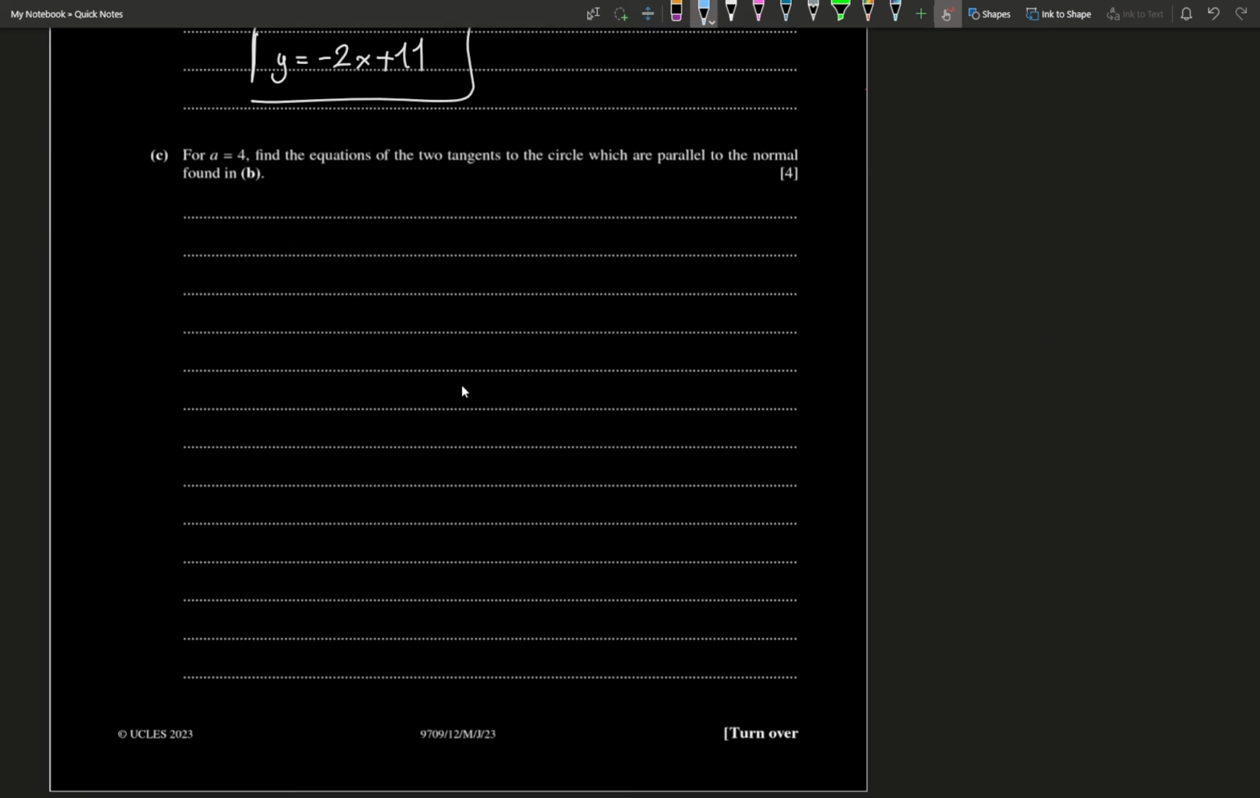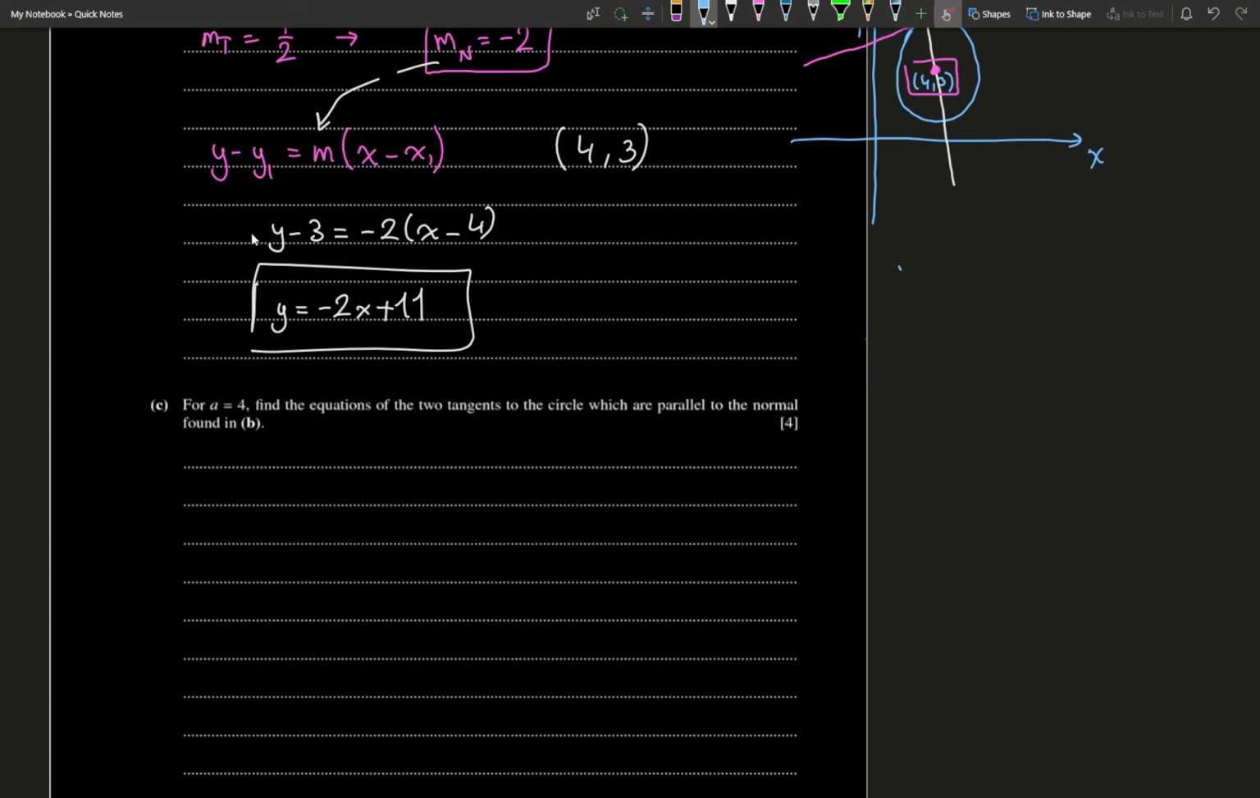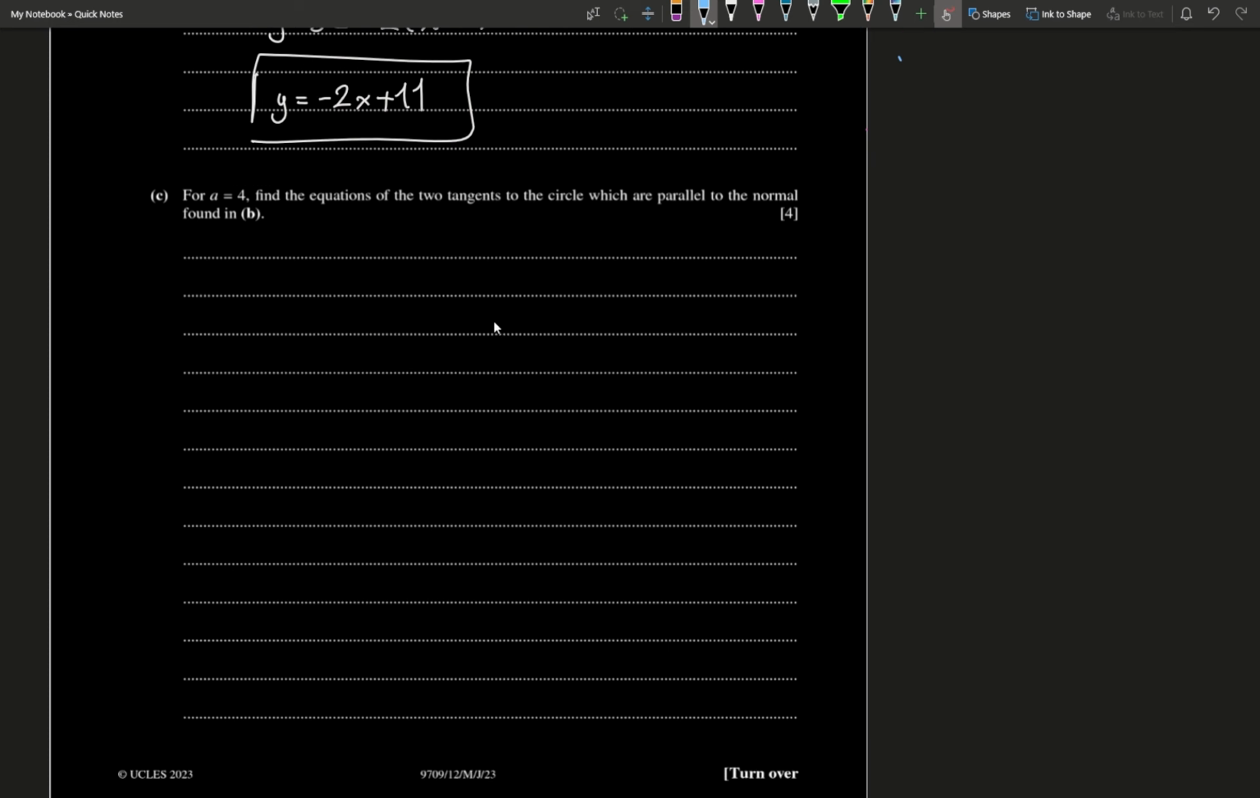normal. Now for part C, for a is equal to 4, find the equations of the two tangents to the circle which are parallel to the normal found in part B. The normal whose equation we just found here is y is equal to negative 2x plus 11.